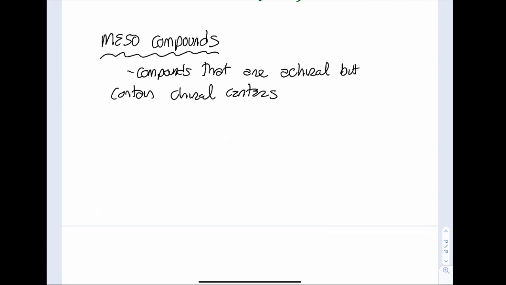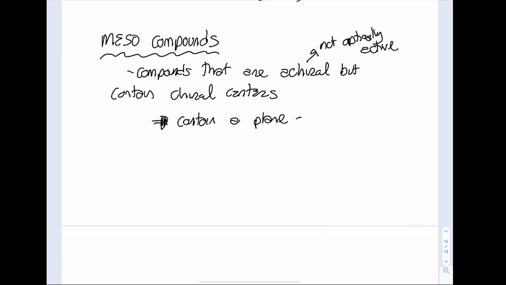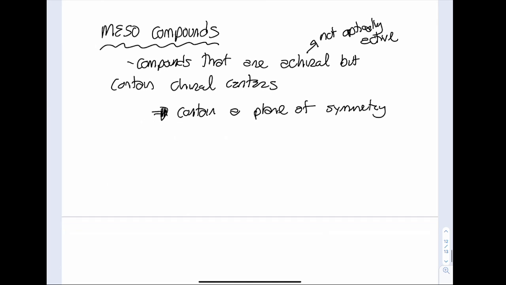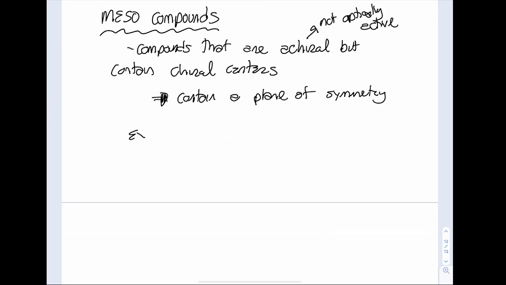So meso compounds are achiral, right? They're not optically active. They're not going to rotate light, but contain chiral centers, right? They do contain a plane of symmetry. So here's an example for us.